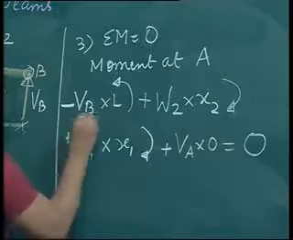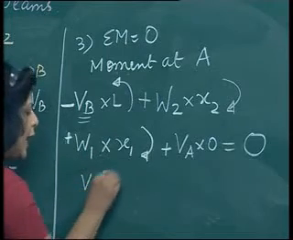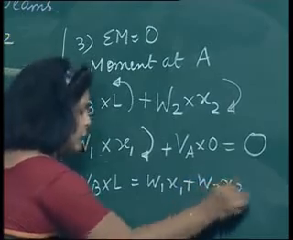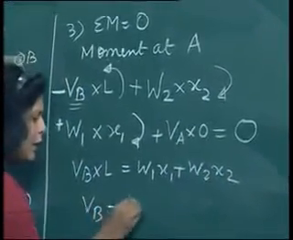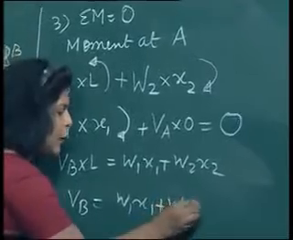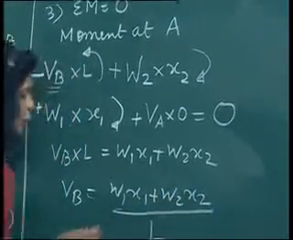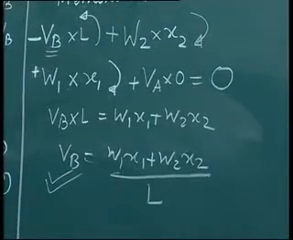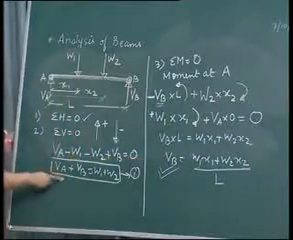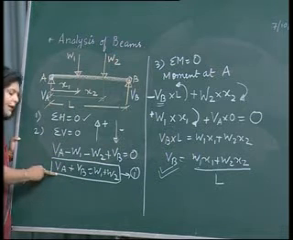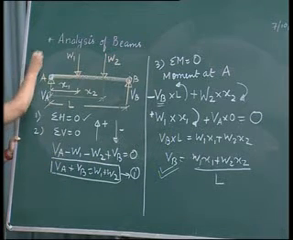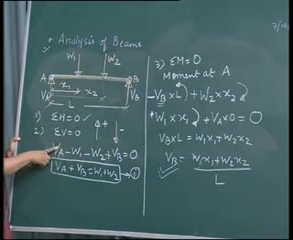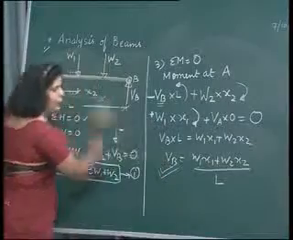So from this we will get one reaction, that is VB. So VB into L is equal to W1 x1 plus W2 x2. So VB will be equal to (W1 x1 plus W2 x2) upon L. So from this particular equation we are getting the value of one reaction, that is VB. Now if I substitute this VB value in my equation number 1, I will get the other unknown, that is VA. So these are the equations through which we can find out our unknown support reactions VA and VB.